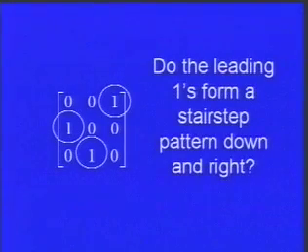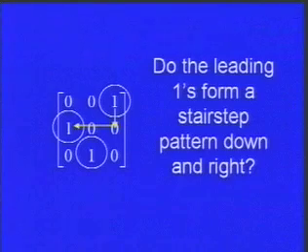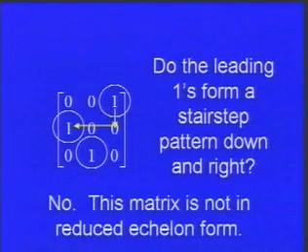Do the leading ones form a stair-step pattern down and right? Well, to get from one to the other, it looks like I'm going to have to go down and left. I go down and right to the next one, but I've already failed on the down and right for the first two. So I would just say, no, this matrix is not in reduced echelon form.